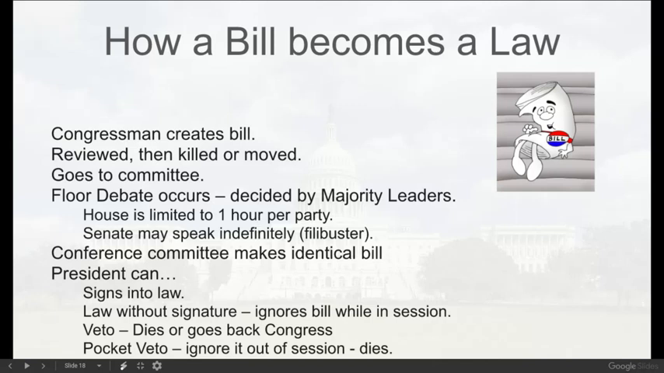Now it's possible for a bill to be put on the calendar of business if enough people want it, even if a committee kills it. It's possible, but that hardly ever happens. So if the committee approves the bill, then it goes to what we call the floor.